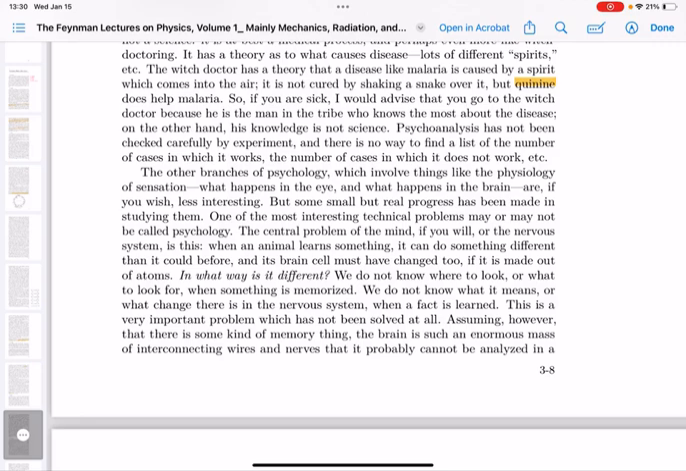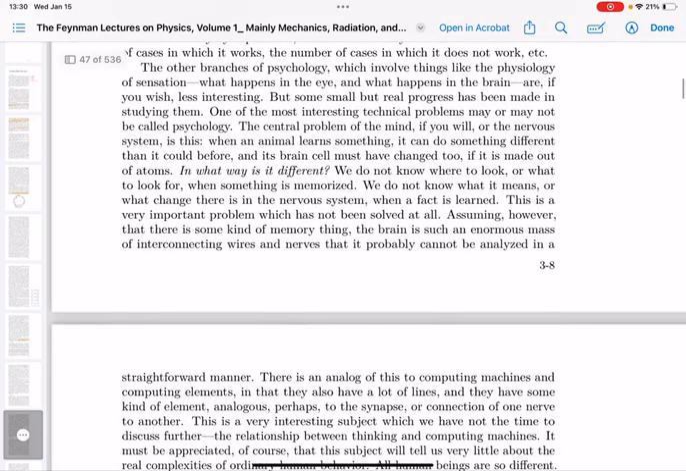The other branches of psychology, which involve things like the physiology of sensation, what happens in the eye and what happens in the brain, are, if you wish, less interesting. But some small but real progress has been made in studying them. One of the most interesting technical problems may or may not be called psychology. The central problem of the mind, if you will, or the nervous system is this.